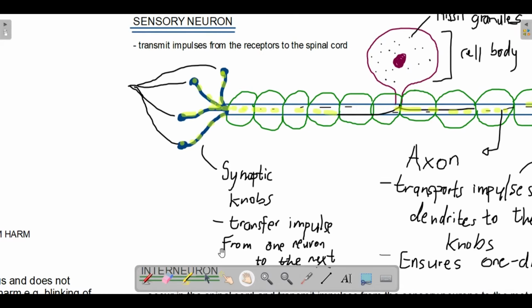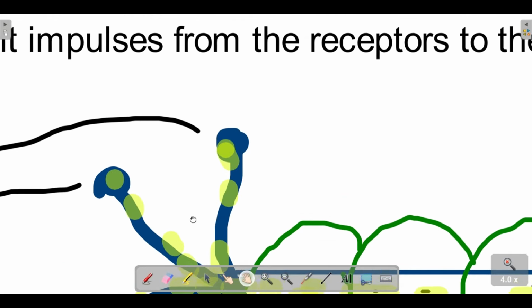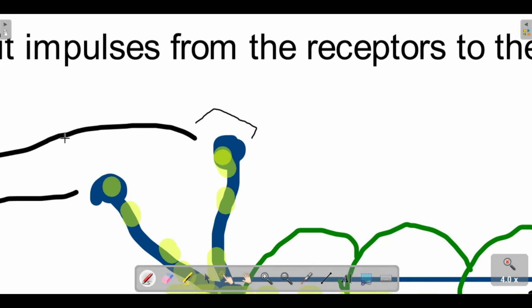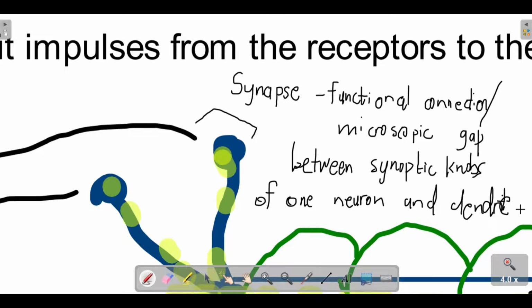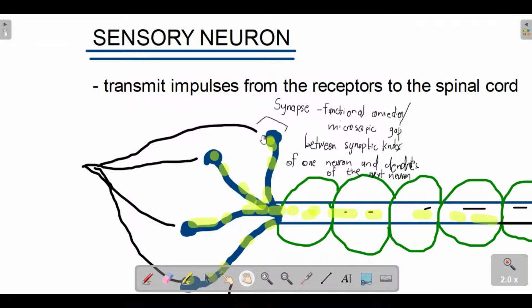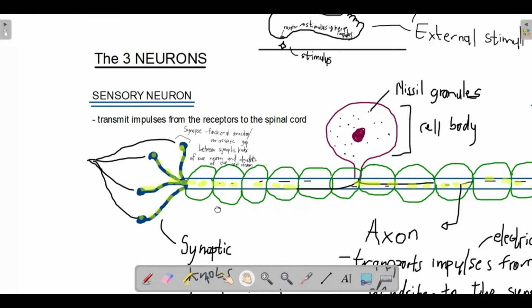Now, there is a functional connection, or a microscopic gap, between the synaptic knobs of one neuron and the dendrites of another neuron, and that microscopic gap we call a synapse. It's also called a functional connection between consecutive neurons, or between the synaptic knob of one neuron and the dendrites of the next neuron. So that is what we call a synapse. Right, so that is your sensory neuron.